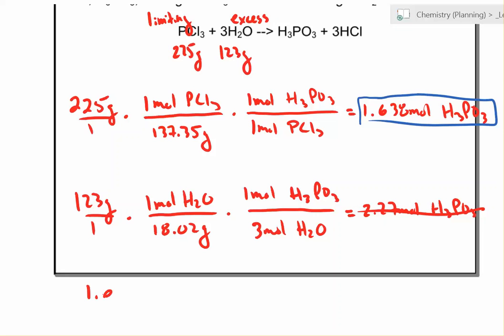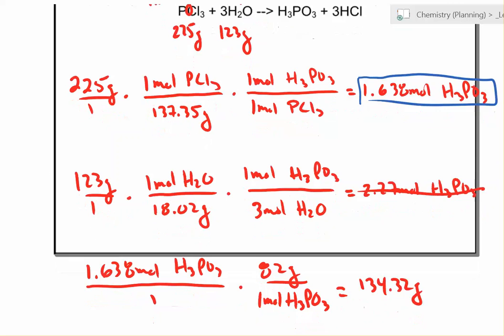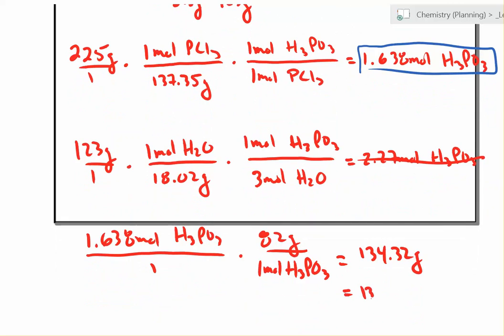To finish up the problem, let's take the 1.638 moles of H3PO3 produced, multiply by the molar mass of H3PO3. And we find that we produce 134.32 grams of H3PO3, which if we converted to 3 sig figs, 134 grams of H3PO3.